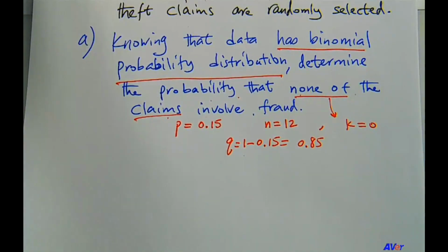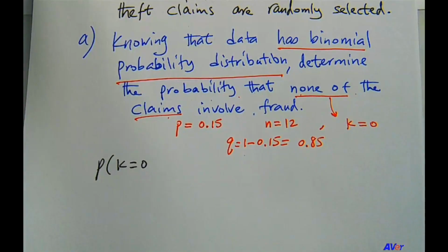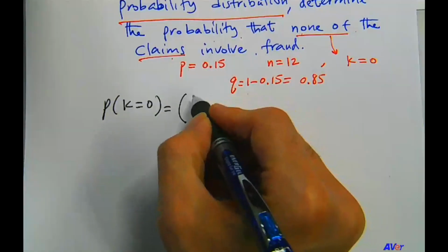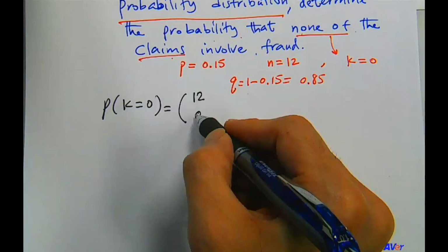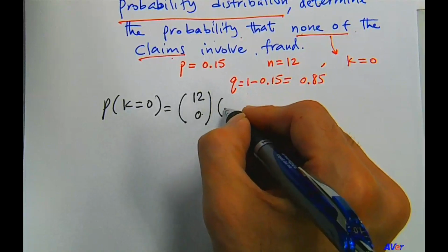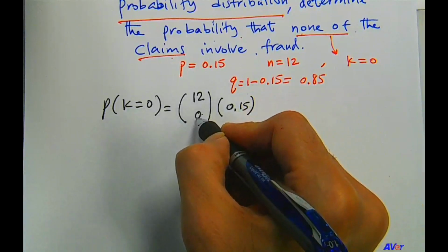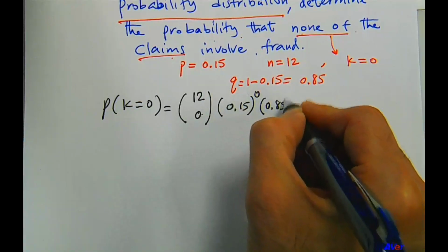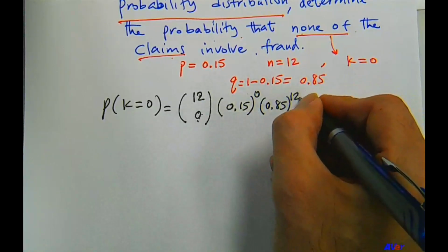Okay, so let's write down the calculation. We would have the probability of k equals 0 is equal to, we have a total of 12, and we want to see what's the probability that none of these 12 involve fraud. The probability p is 0.15, to what power? To the power of the number of successes we have, 0, times 0.85 to what power? To the power n minus k, 12 minus 0, which is 12.